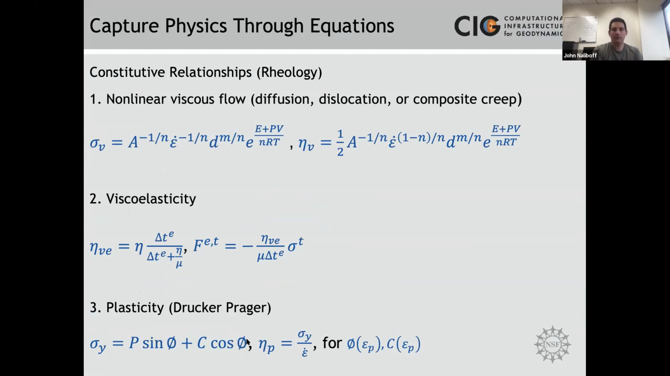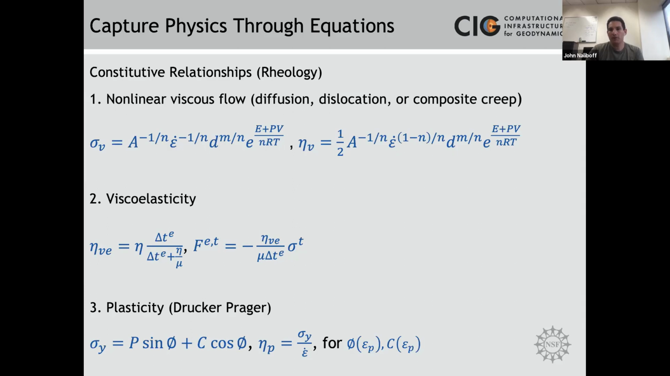So, how about nonlinear viscous flow? Diffusion, dislocation creep, and then plasticity. What you might do in a lithospheric dynamics model is first calculate a temperature, pressure, and strain rate dependent viscosity associated with nonlinear viscous flow. So what we're saying here is the stress associated with viscous flow is going to be this pre-exponent raised to the -1 over power n. This right here is the strain rate invariant. Again, this exponent n pops up again. These terms are related to grain size, and then here E is the activation energy, P is pressure, V is the activation volume, n again, and then the gas constant times T. And then you can also rewrite this equation to formulate directly in terms of viscosity.